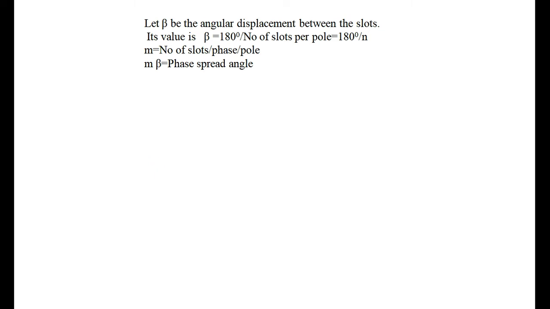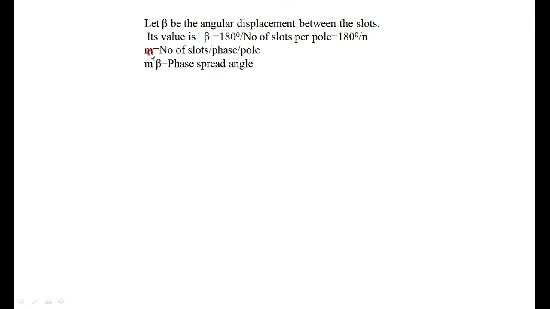Now we have to generalize this equation. Therefore, I am defining the beta. The beta is already defined. It is the angle between adjacent slots, and the value of beta is calculated as beta is equal to 180 divided by the number of slots. That is nothing but 180 divided by n.